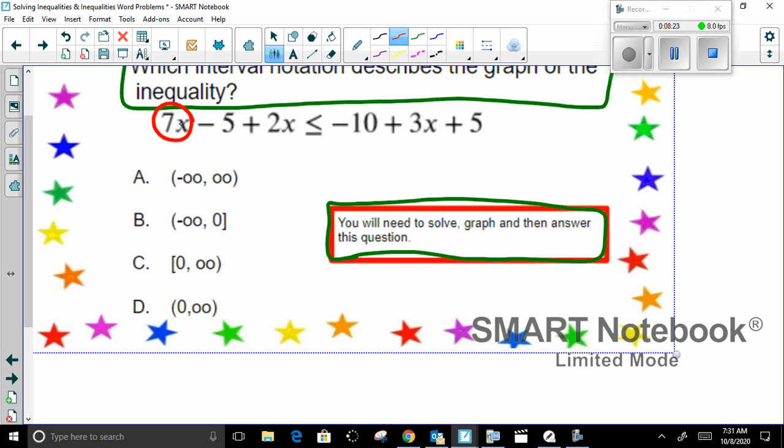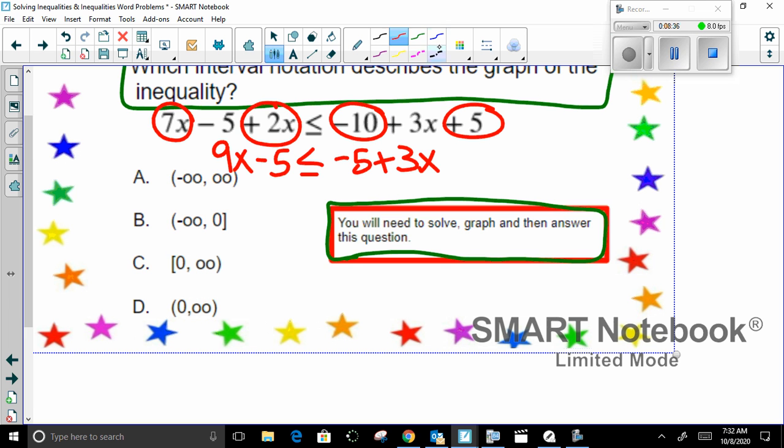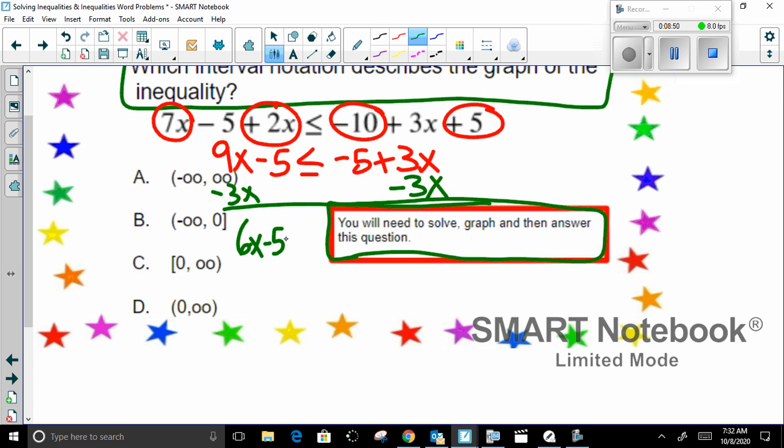Do I have any like terms on the left side? Looks like I do. It looks like I have 7x plus 2x, which is 9x. And on the right side, do I have like terms? It looks like I do. I have negative 10 plus 5, which is negative 5. So I combine my like terms. Now, do I have variables on both sides? It looks to me like I do. So bring this smaller. Positive 3x is smaller. The opposite is negative. So I got 6x minus 5 is less than or equal to negative 5.